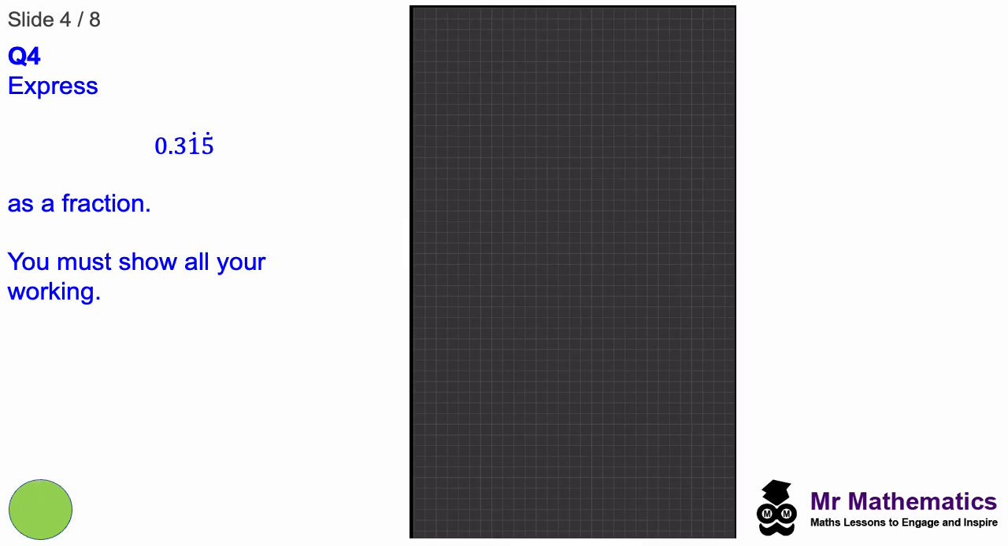We're going to convert 0.315, where the 1 and 5 are recurring, to a fraction. So we're going to split it up into 2 decimals, one which is terminating, so 0.3, and one which is recurring, so 0.0151515. The 0.3 we know is 3/10.